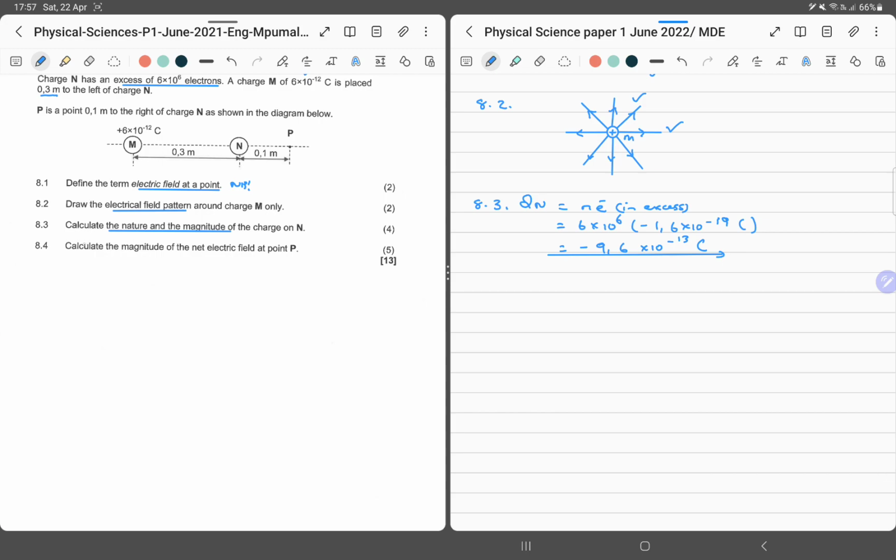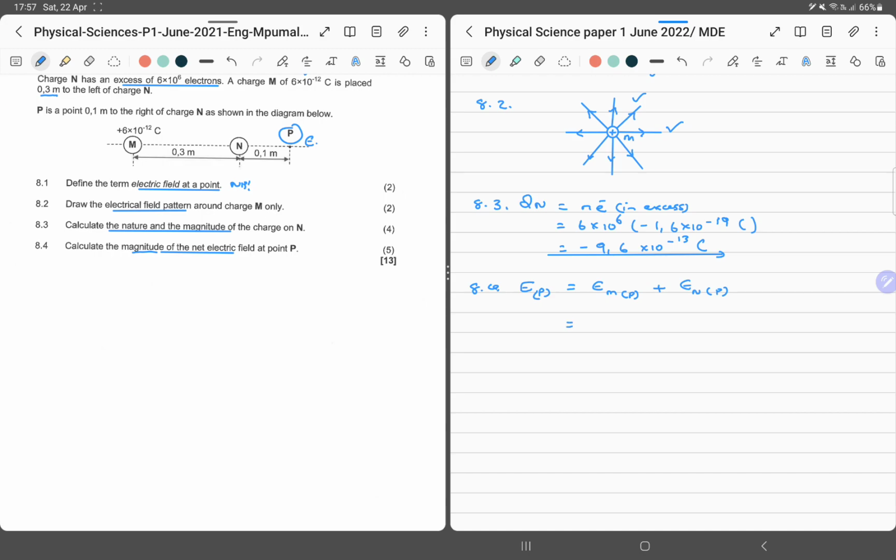Now the next question says, calculate the magnitude of the net electric field at point P. So we want the electric field at P. This is an easy question. So what do we know? We know that the electric field at P is going to be the electric field according to charge M at P, plus the electric field according to charge N at point P.